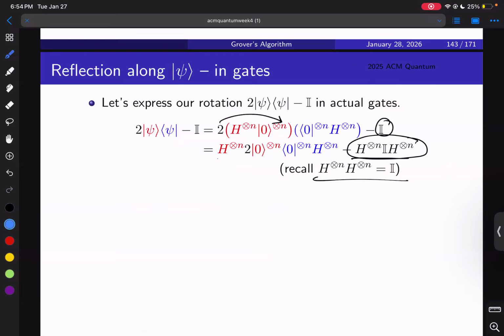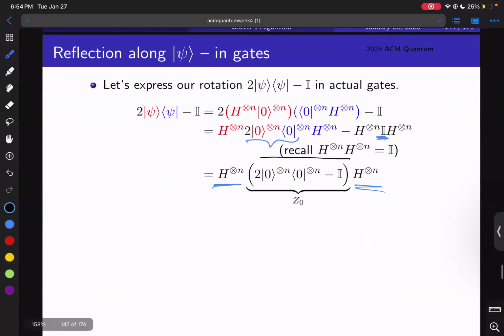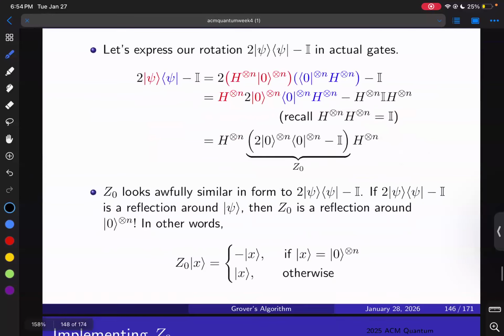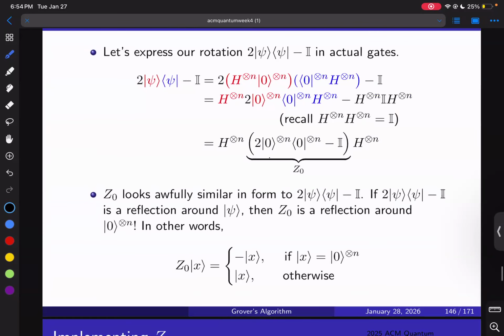Now you'll notice that these two terms both have Hadamards sandwiched in between specific gates. So we can factor those out. So the Hadamard sandwich, and then on the inside we have this term, we have this term, and then just an identity. And this gate right here, we're going to call Z naught. And it looks very similar in form to this 2 ket psi bra psi minus identity. And if 2 ket psi bra psi minus identity does a reflection along the psi axis, then Z naught, where it has this form, is a reflection along the all zero axis.